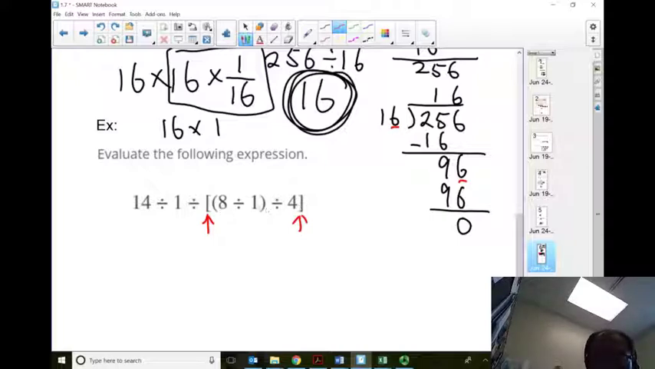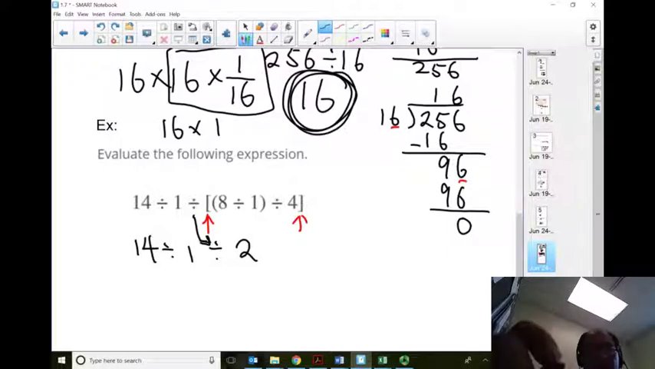So real quick, what's 8 divided by 1? 8. What's 8 divided by 4? 2. So what's coming out of the bracket is a 2. Now, this division sign is still there. 1 is still in front of it. Division sign in front of the 1, and the 14 in front of the division sign.